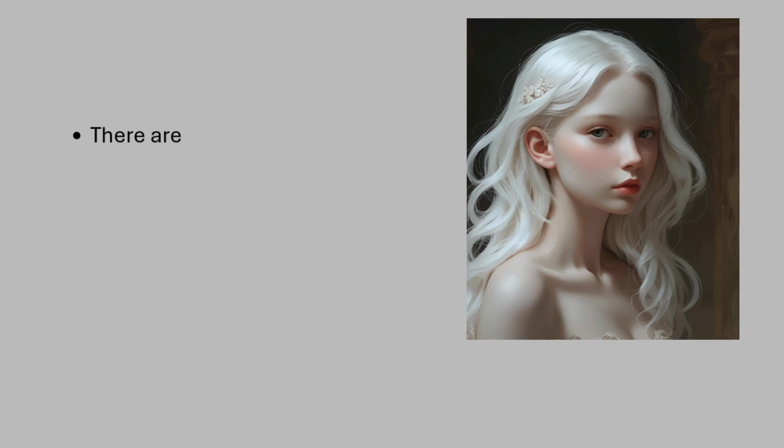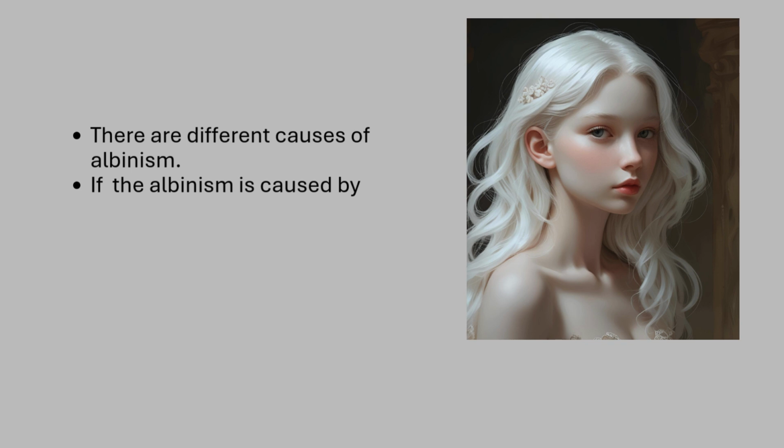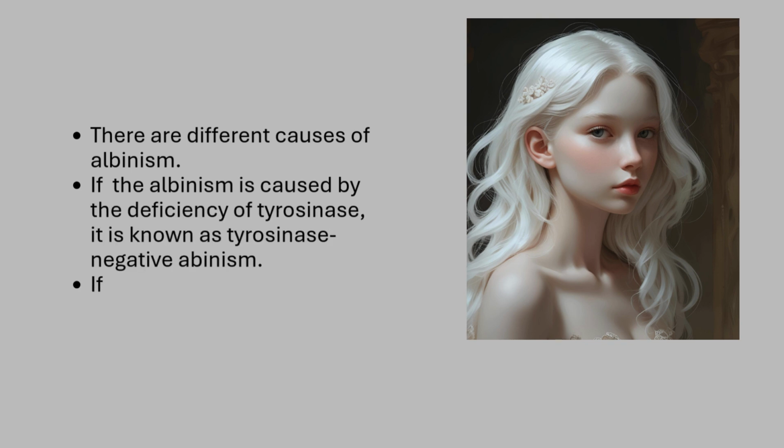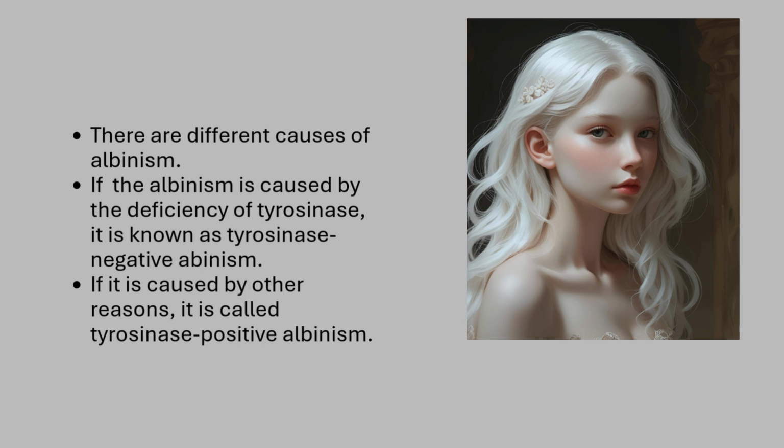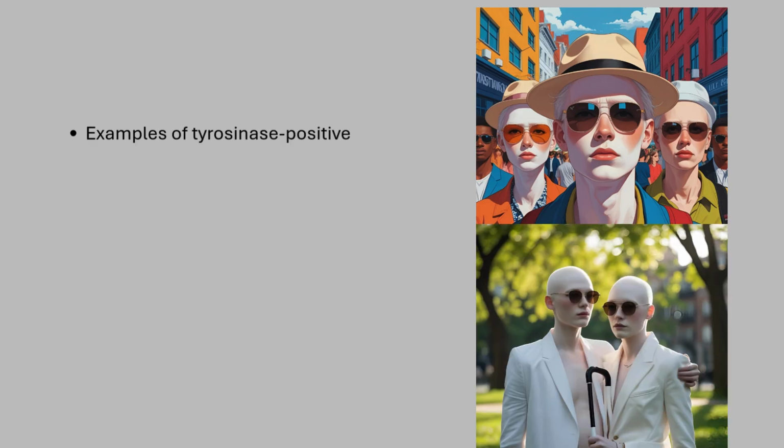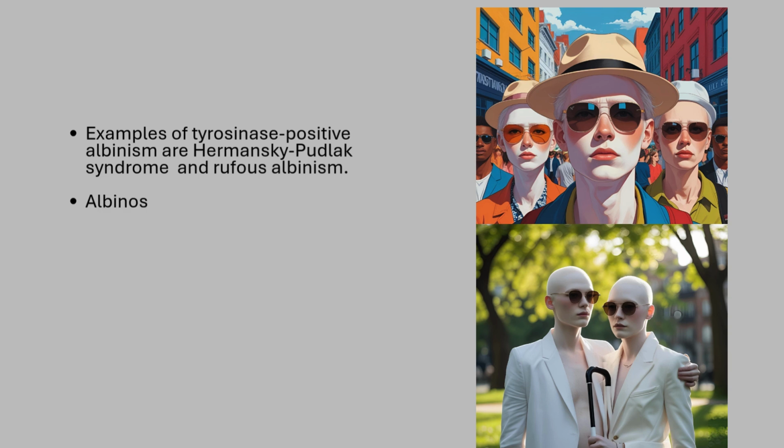There are different causes of albinism. If the albinism is caused by the deficiency of tyrosinase, it is known as tyrosinase-negative albinism. If it is caused by other reasons, it is called tyrosinase-positive albinism. Examples of tyrosinase-positive albinism are Hermansky-Pudlak syndrome and rufous albinism.